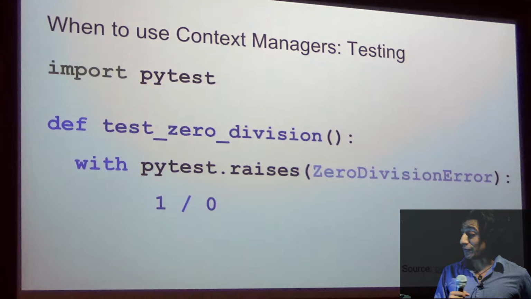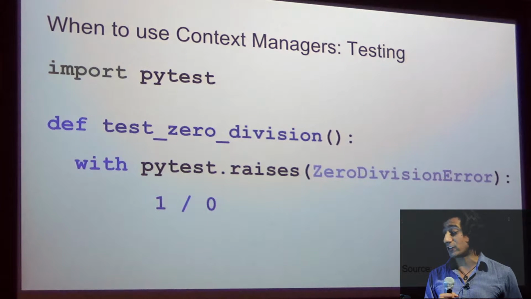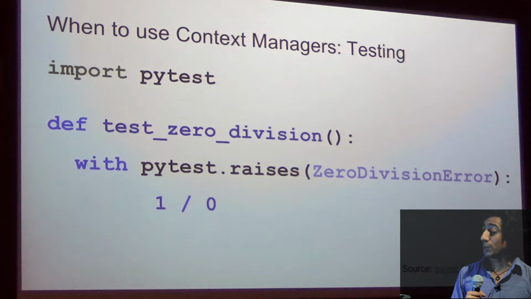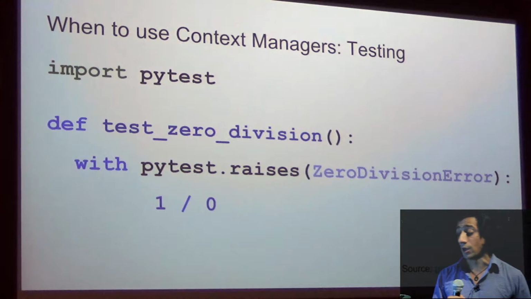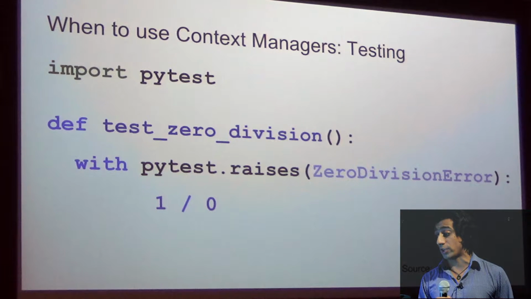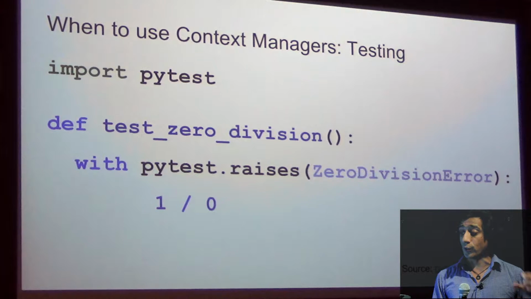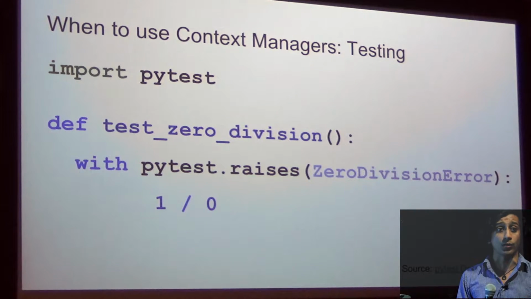We can also use it for testing. If we're trying to test if our code generates some sort of exception, pytest provides its raises function, which can be used as a context manager. So we can do with pytest.raises the exception that we're trying to raise, and then in the with block we can put the code that is going to raise that exception.